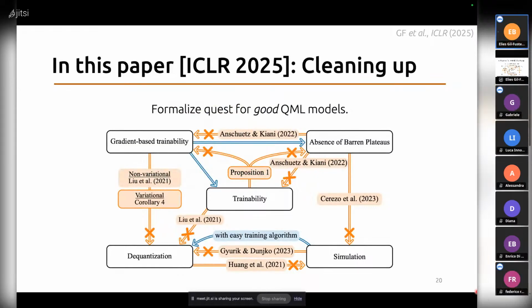Then, now that we have the pedantic hat on, we went back and really cleared fully the landscape of all of these properties and whether they imply each other or not. And we unified the language. I found some interesting, maybe counterintuitive situations, like, for example, trainability and barren plateaus are formally completely independent conditions. That was fun. But yeah, the main message is that we managed to show that you can have trainable and non-dequantizable variational quantum machine learning models.